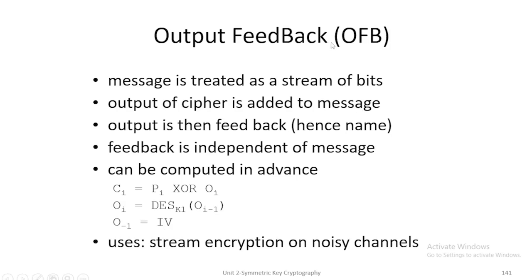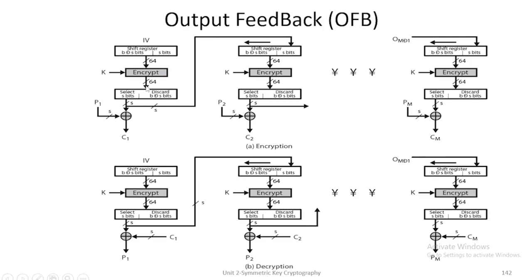And the fourth method is output feedback mode. The same diagram as cipher feedback mode is available. Instead of feeding the ciphertext value C1 to the input of the second block, we feed back the previous S bits value to the next block. So in the CFB method, we are taking the C1 value from the first block to the second block. But in output feedback mode, the output after encrypting the S bit value is given to the input of the next block. So this is the difference between the CFB method and the OFB method.